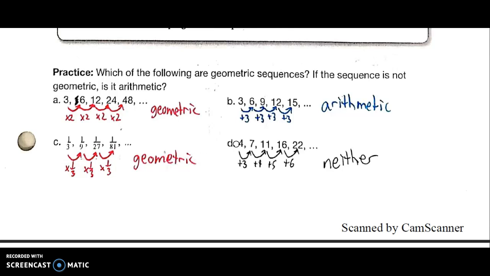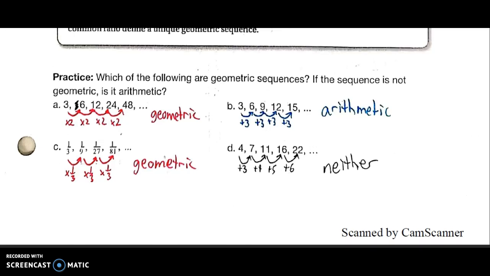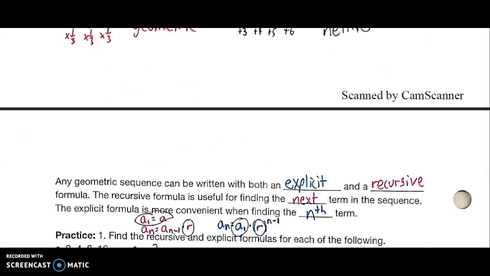And the last sequence for part D, it looks like we add 3 to go from 4 to 7, then I add 4 to get to 11, add 5, then add 6. That'd actually be neither. It's not arithmetic, even though I'm adding, because I'm not adding the same amount every time. I'd need to be something like adding 3 every time, adding 4 every time. I can't keep increasing the amount that I'm adding by. So that would be neither arithmetic nor geometric. I'm not multiplying, and we're also not adding the same amount every time.